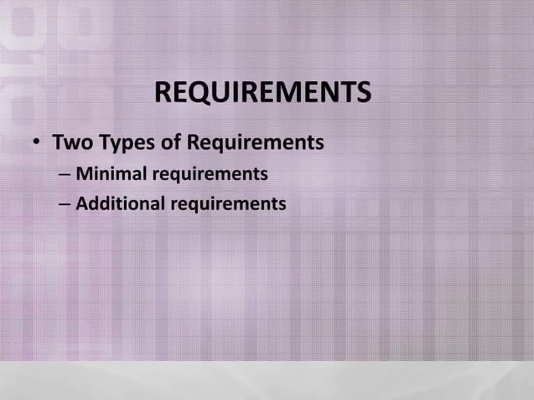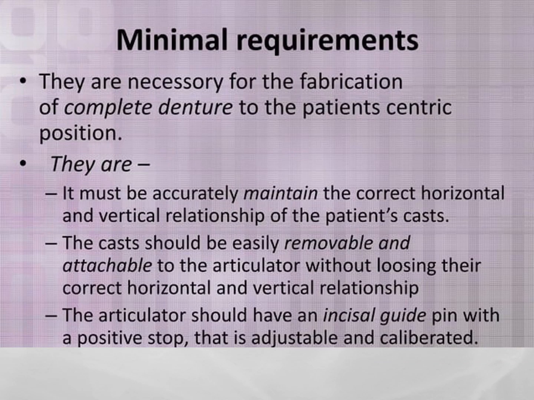The basic requirements: there are two important requirements, minimal and additional requirements. These are necessary for the fabrication of complete denture to the patient's centric relation. So the basic minimal requirements are, it must accurately maintain the correct horizontal as well as the vertical relationship of the patient's casts. The casts should be easily removable and also easily attachable to the articulator without losing the correct horizontal and vertical relationship.